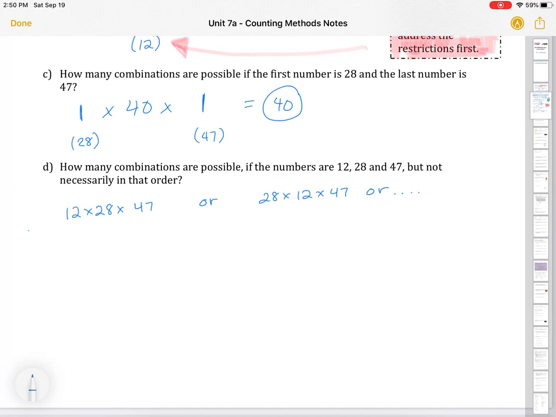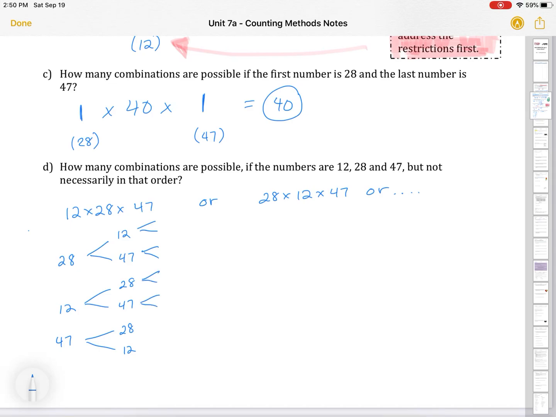Now I can do a tree diagram. So, just listing out my possibilities, right? I know I'm going to have either 28, 12, or 47, and then my second digit is going to be one of the ones it's not. So from 28, it could be either 12 or 47. From 12, it could be either 28 or 47. And from 47, it could be 28 or 12.